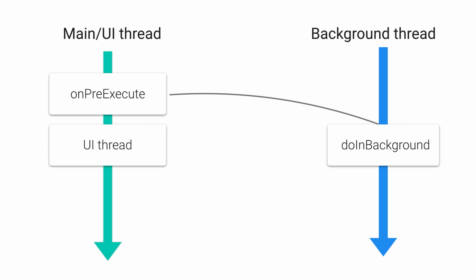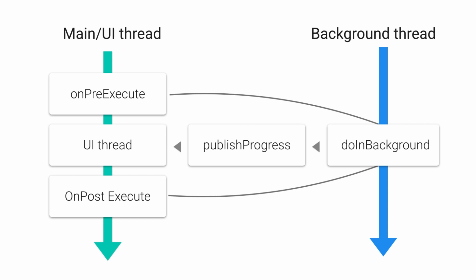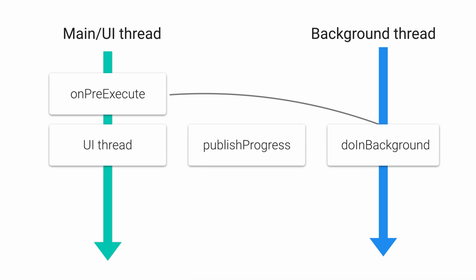It's the only method that must be overridden to use the class, and it is called with parameters you pass to the execute function. If you want to update some UI with the progress from your long-running task, you call publishProgress with the progress parameters. This causes onProgressUpdate to be called on the UI thread with your progress parameters. You can call publishProgress as many times as you like from doInBackground.